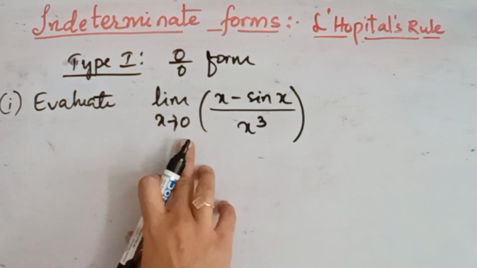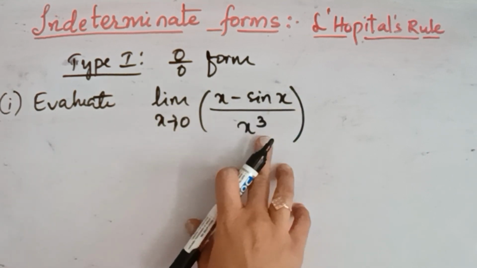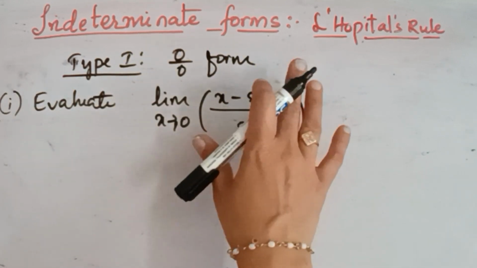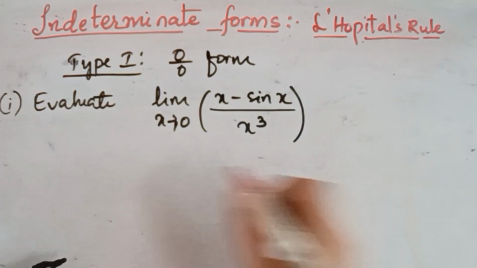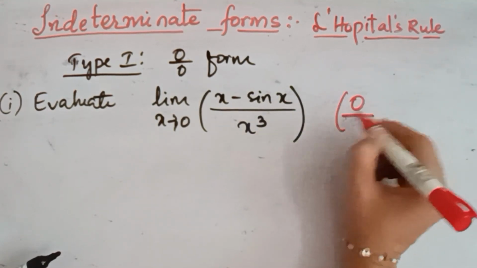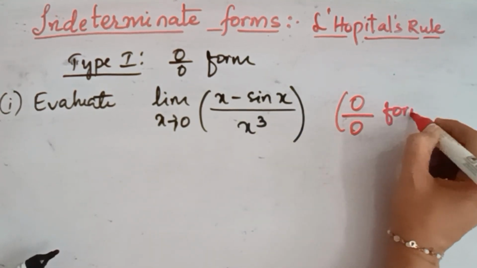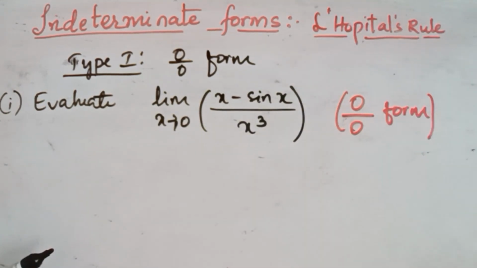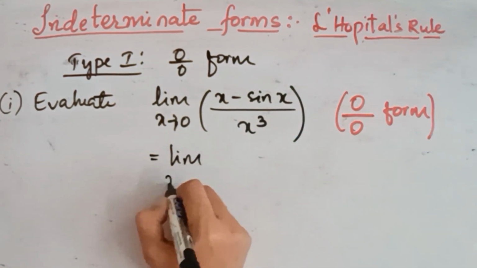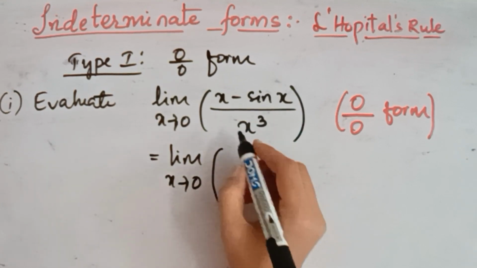Now see the first problem. Evaluate the limit as x tends to 0 of x minus sin x divided by x cube. This is the first type, 0 by 0 form. When you apply the limit here, you can see 0 minus sin 0 is 0, so it is in 0 by 0 form. As per L'Hopital's rule, you have to differentiate numerator and denominator separately. Then you have to apply the limit.